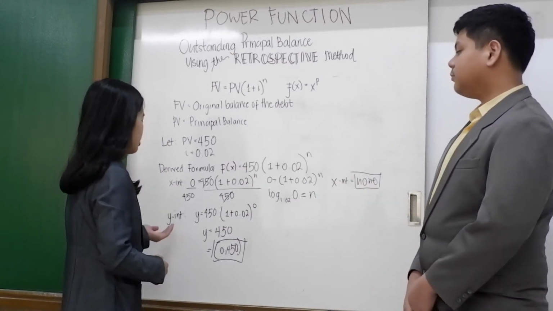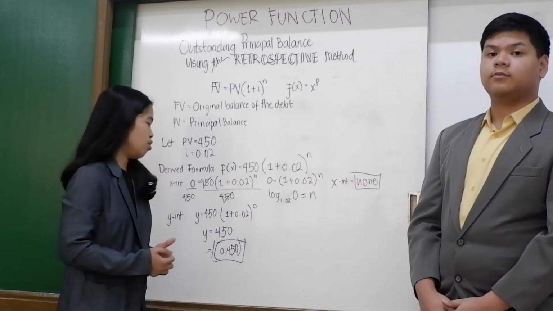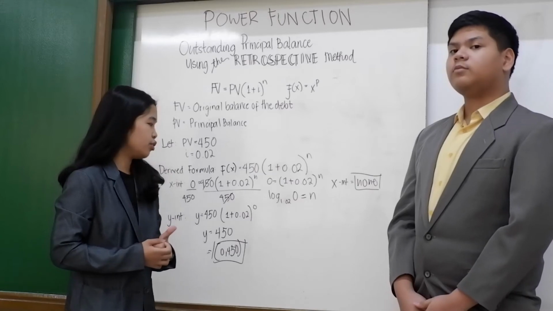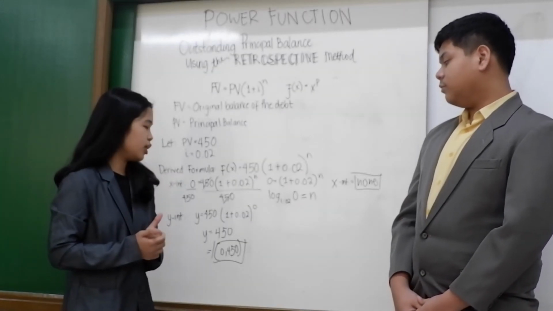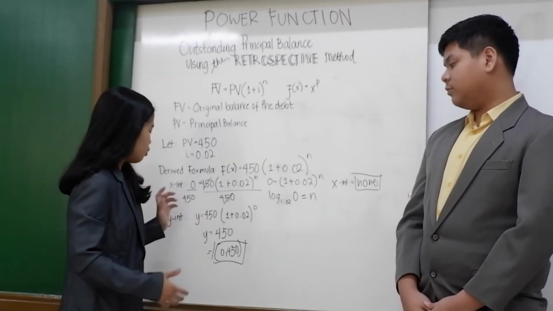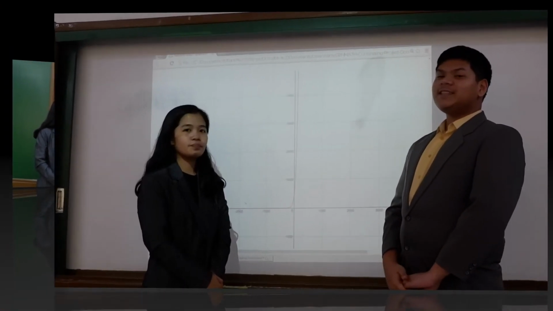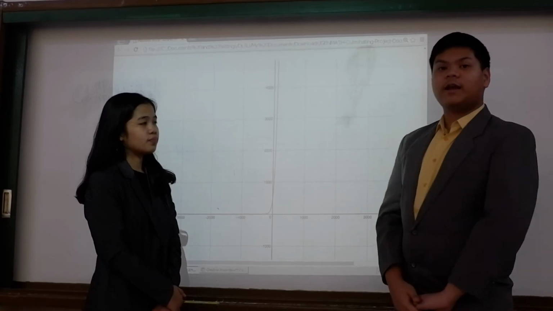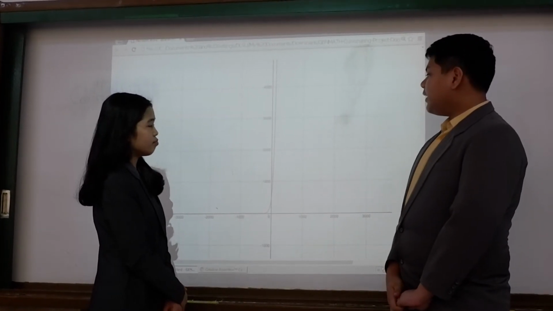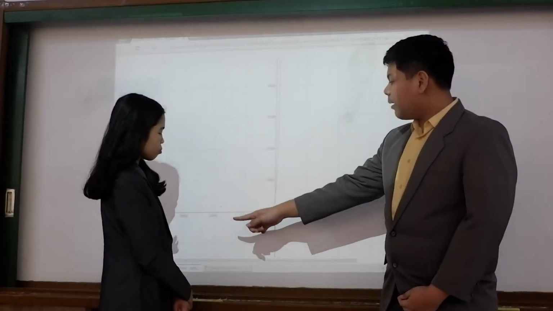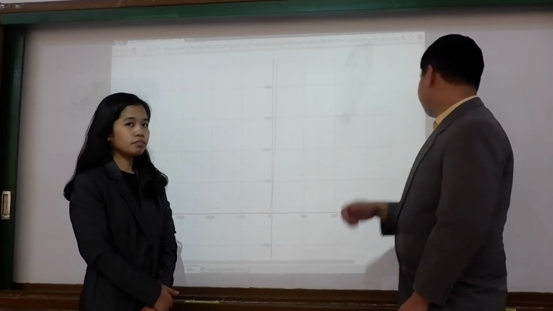To get the y-intercept, we will let x equal to 0. So y is equal to 450 times the quantity of 1 plus 0.02 raised to 0, and then we will get 450. So the y-intercept for this function is 0, 450. So this is the graph that we've made based from the derived formula. As you can see, the x and y axis has an interval of 1000, and our graph represents the red line.